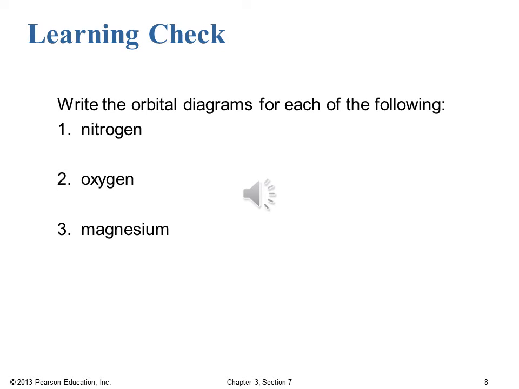Okay, so this seems like a good point to take a break, have a chance for you to see how well you're tackling this material. We'll do a learning check here. So your learning check assignment is to write the orbital diagrams for each of the following. So the element nitrogen, then the element oxygen, and finally the element magnesium. So please pause the video now, and then when you're set, start it back up and we'll see how you did.